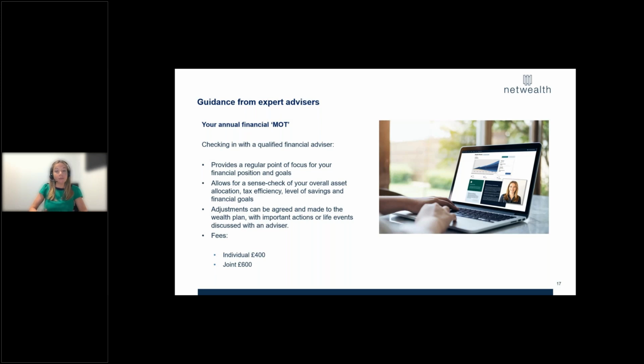And you can also use the meeting as an opportunity to discuss any upcoming important actions or life events that may impact your overall plans and wealth. We charge a one-off fee for this service. On an individual basis, it's just a fixed fee of £400. But if you'd like to review your plans in the context of a partner, it can be a joint fee of £600.